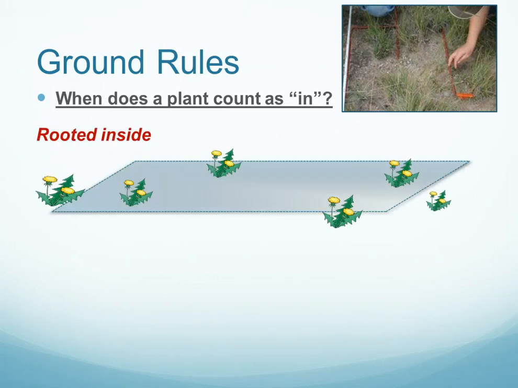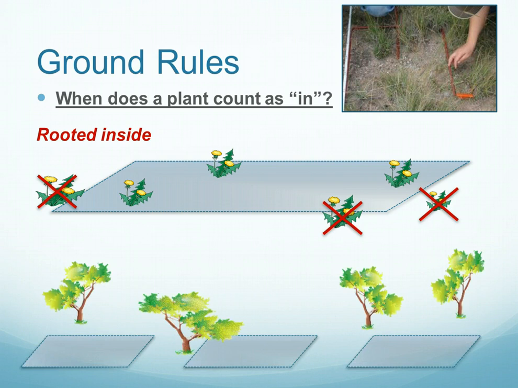Another important ground rule that pertains to counting units is what determines whether a plant is counted as in the plot. The most common rule is that plants must be rooted inside the plot. So merely having canopy that overhangs does not qualify the plant as being counted.